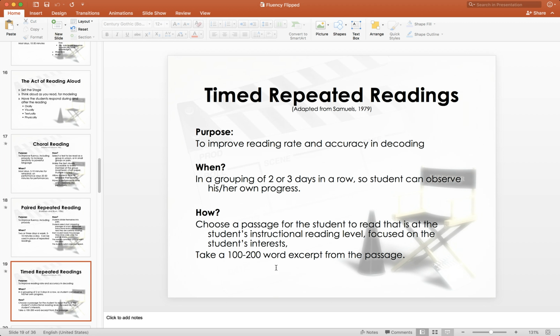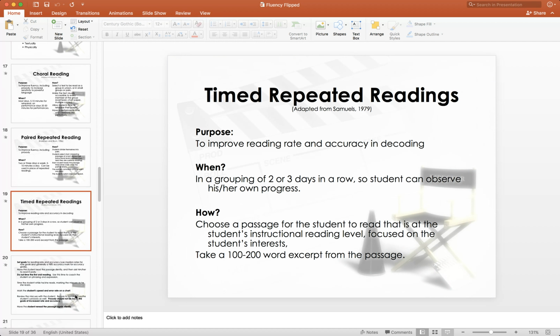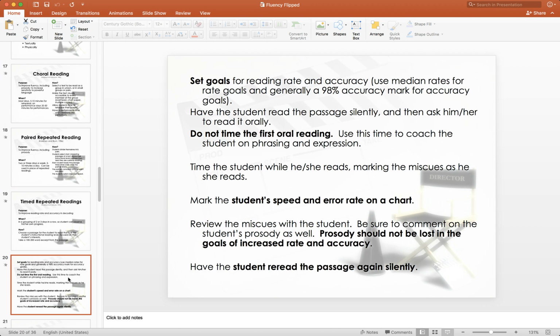So how we do this, we could choose a passage for a student to read that is on the student's instructional level, that's focused on the student's interests. We would take a 100 to 200 word excerpt from that passage, and then we would time it. So here are some more steps. We could set goals for the reading rate and the accuracy using the median rates that we looked at earlier.